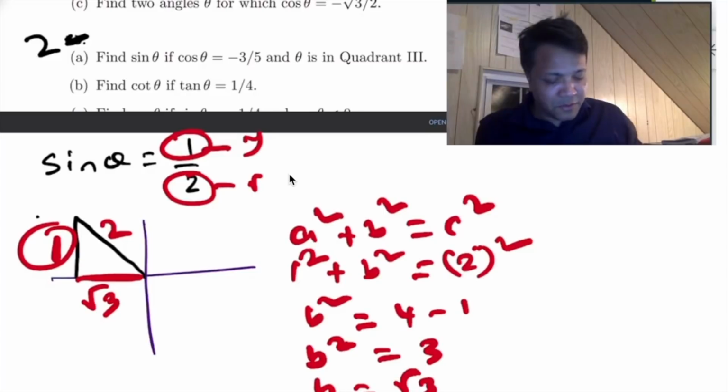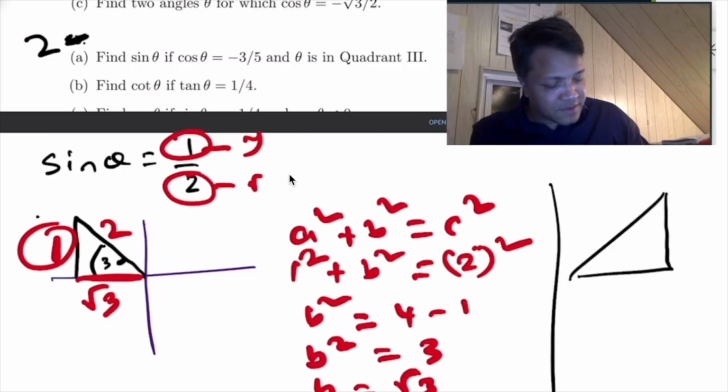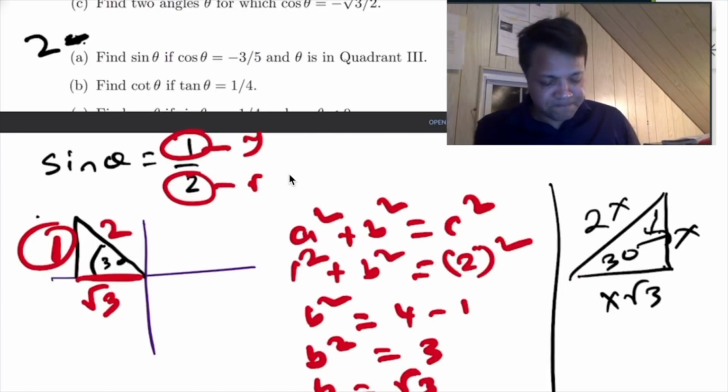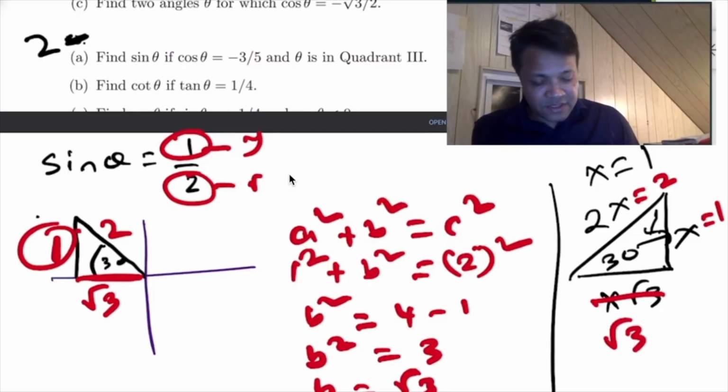Alright, so what do we know about this one then? We know this is 30 degrees. How do we know this is 30 degrees? Because, pretty simple, 30, 60, 90. If this is 30, opposite to the 30 is x, opposite to the 60 is x root 3, and opposite to the 90 is 2x. If you let x equal 1, then this becomes 2, this becomes 1, and this becomes root 3. So opposite to 60 is root 3. So then this must be 30, this must be 60, and this must be 90.